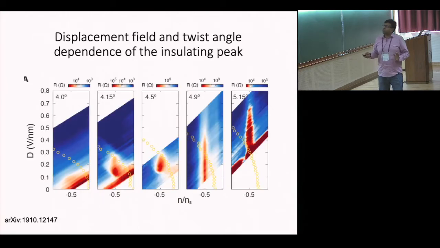So putting this all together, what we can say is that the insulating state that we see persists up to a range of electric fields where the Van Hove singularity, so these dots are the positions of the Van Hove singularity, is somewhere close to half filling. We see this insulating behavior. Once this Van Hove singularity starts to run very far from half filling, then we lose this insulating behavior.